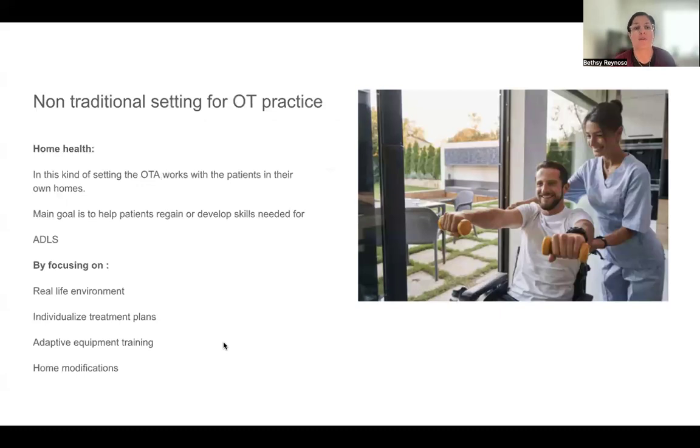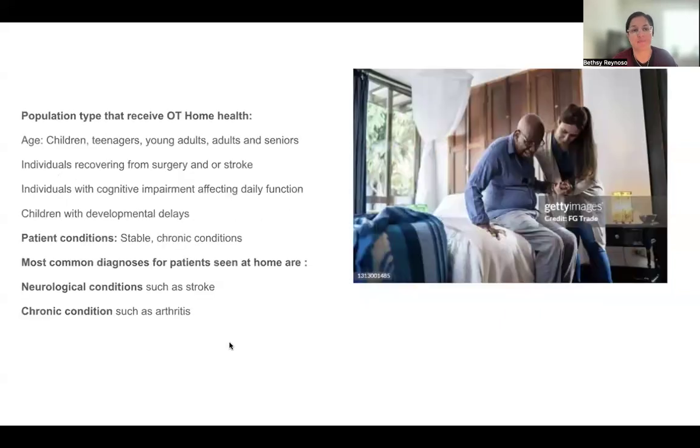Now let's move on to a non-traditional setting for occupational therapist practice. I chose home health care. In this kind of setting, the OTA works with the patients in their own homes. The main goal is to help patients regain or develop skills needed for activities of daily living. They focus on their real life environment. They individualize the treatment plan, work with adapted equipment training, and home modifications.